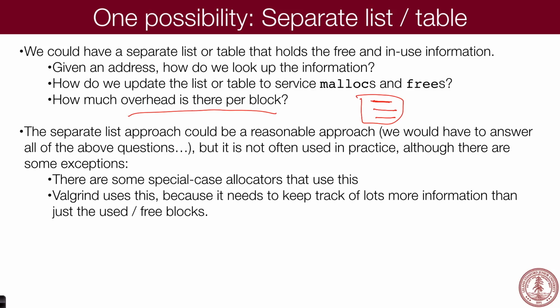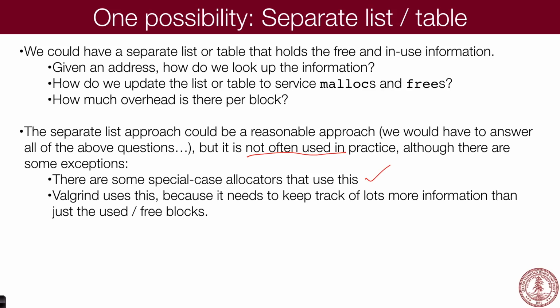OK. So the separate list approach is feasible. We've talked about the idea that it's a reasonable approach. You have to answer all these questions, which we just did. It is not used in practice. You almost never see a heap allocator that uses this linked list idea. There are some special case allocators that do that. Maybe they happen to be on certain systems where that's the default way of doing it, and they have extra memory somewhere else, or who knows. But there are allocators that do that.